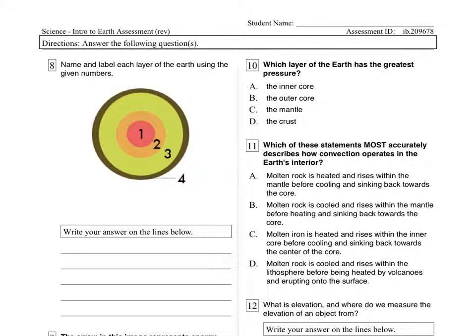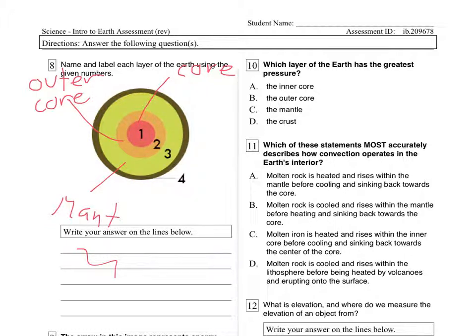Name and label each layer of the Earth using the given numbers. 1 is the core. This is the core. 2 would be, they could write that down here, but 2 is the outer core. 3 is the mantle, and 4 is the crust.